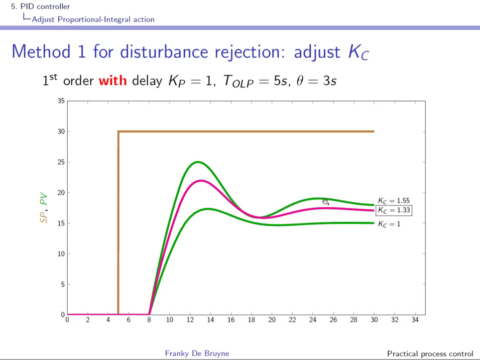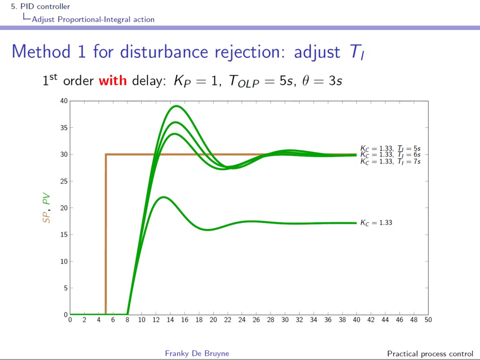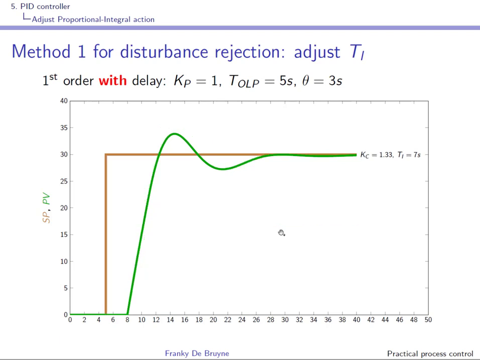And now what we have to do is adjust the integral time constant, right? And what we'll do is again choose an integral time constant in the neighborhood of the main time constant of the process, so 5 seconds. If we look at the responses, well, you can select one after having tried a few candidates, and here we have selected an integral time constant of 7 seconds.